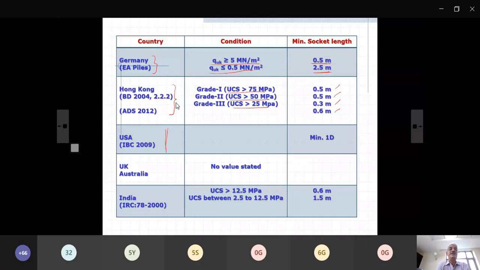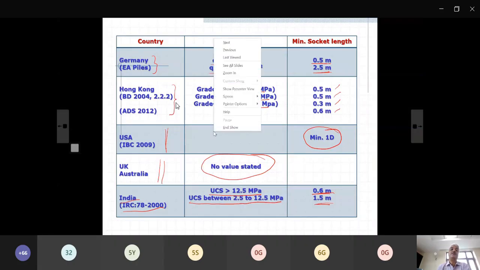In USA, there is code IBC 2009, it says minimum 1D. For the UK and Australia codes, at least we could not find what is the value. And in India, IRC 78, we have already seen that when unconfined compressive strength is more than 12.5, it is 0.6 meter. And when unconfined compressive strength is between 2.5 to 12.5, it is 1.5 meter.